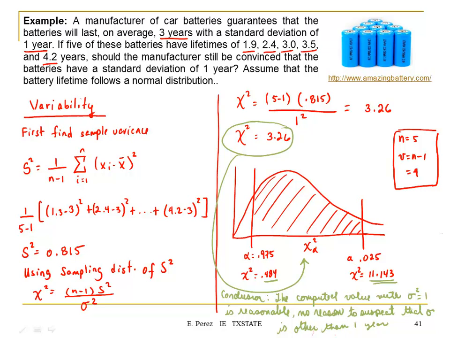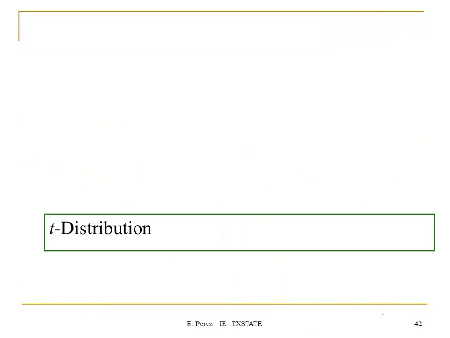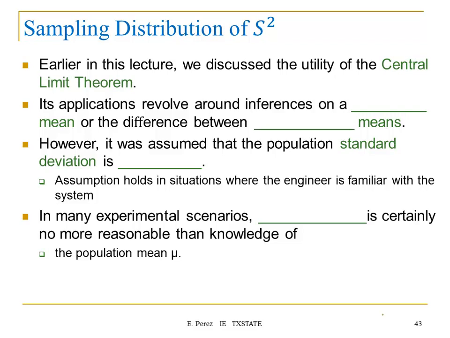Okay. So we still have another statistic, which is the t-distribution. Earlier in this lecture we discussed the utility of the Central Limit Theorem in applications that revolve around inference on a population mean or difference of two population means. However, it was assumed that the population standard deviation is known.